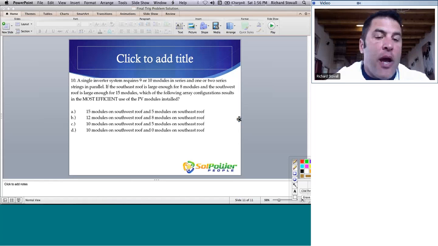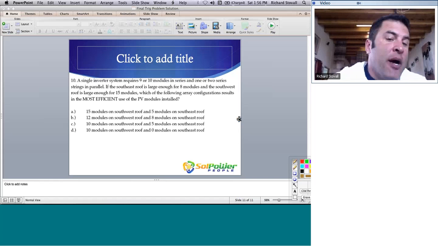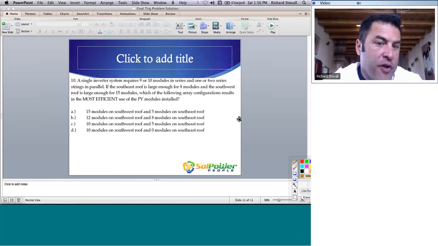Answer B, 12 modules on the southwest group and 8 modules on the southeast group, again implies that some of those 12 modules on the southwest group are coming from the string on the, oh, wait a second, 10 and 10. Yes, right. So it means that there are 10 modules from one string on the southwest group and 2 modules from the other string on the southwest group, which means you've got that string broken up into two, which is going to cause a severe penalty.